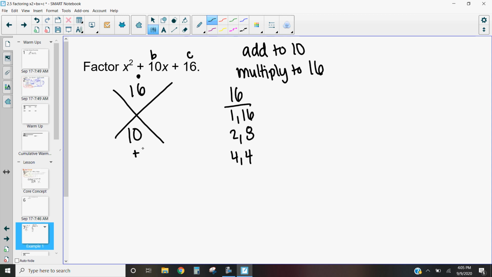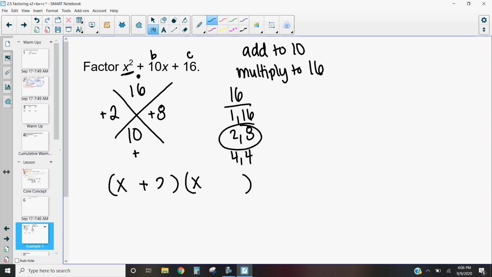Now I want to see, do any of these add up to 10? 1 plus 16 is 17, no, but 2 plus 8 does. So what that means is I have a 2 here and an 8 here. What my x tells me is 2 times 8 equals 16, and 2 plus 8 equals 10. So when we're factoring this, we are going to write two binomials that are multiplied together. Now an x squared tells me I'm going to have an x here and an x here, because x times x is x squared. Remember, that's our first term. Then this number over here is going to be whatever these are, followed with their sign in front. So this is a positive 2 and a positive 8.